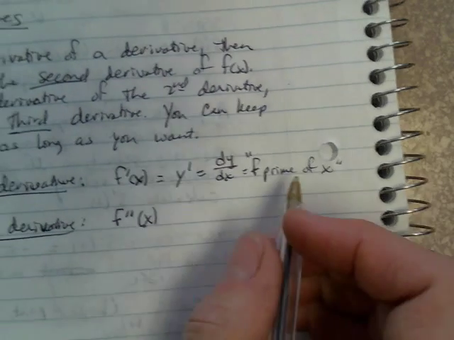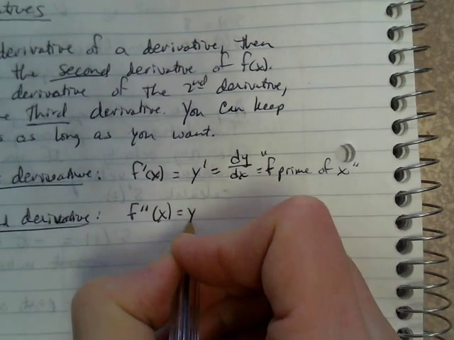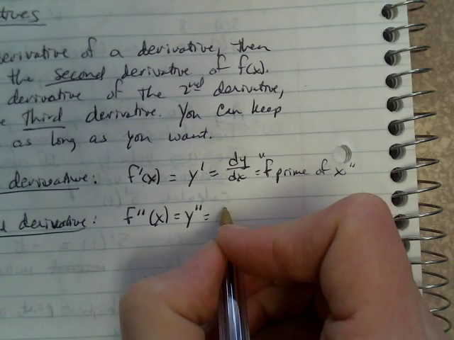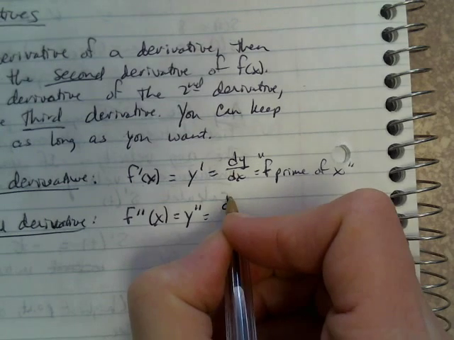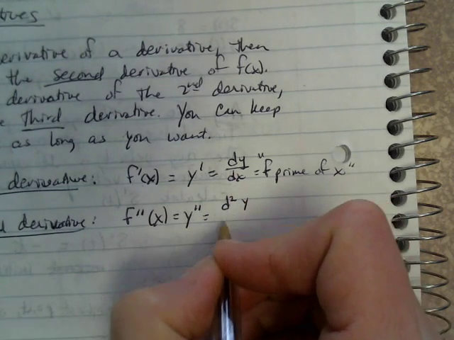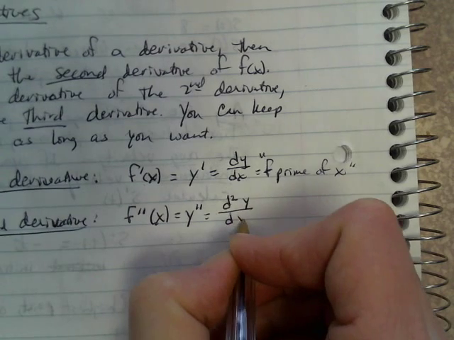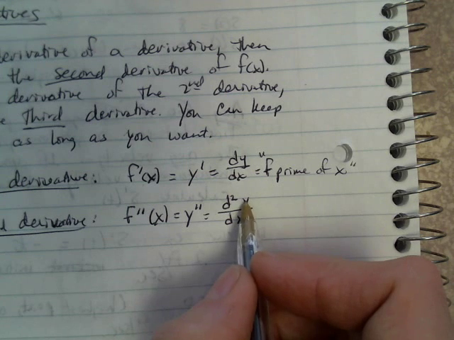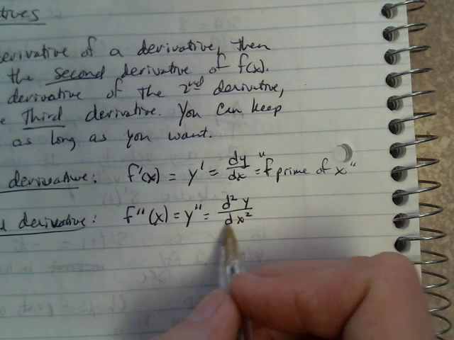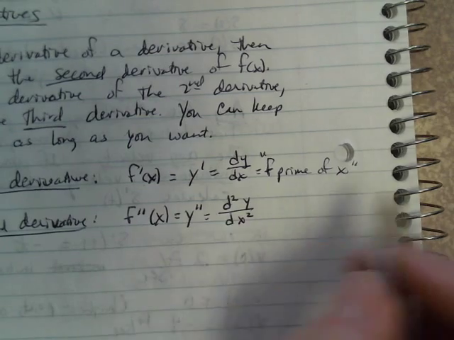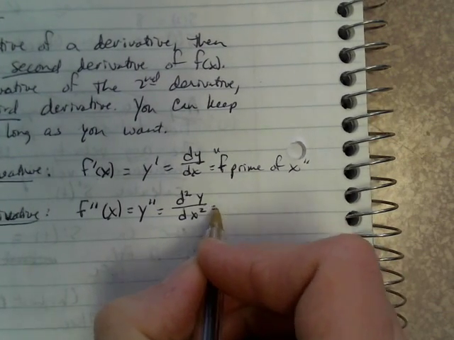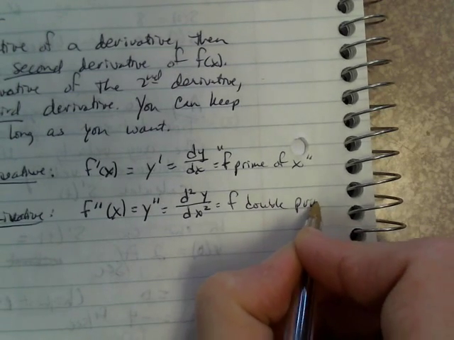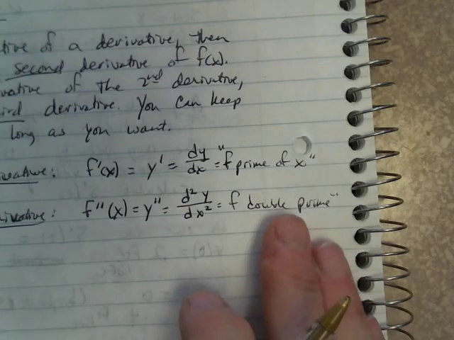So if you're taking a second derivative, you can call that y with two little quotation marks. And when you write dy dx, you write a little 2 between the d and the y, and then you write a 2 after the x. So we say d squared y over dx squared. And all that means is the second derivative. And like I said, this is called f double prime, sometimes f double prime of x.